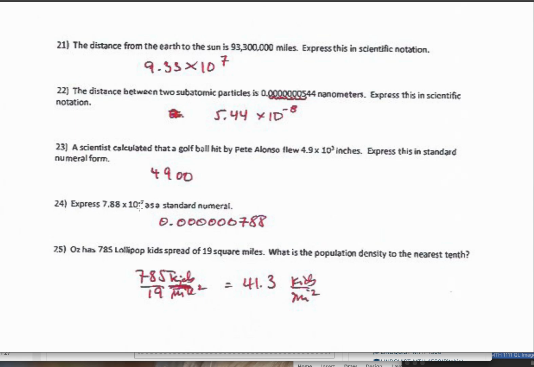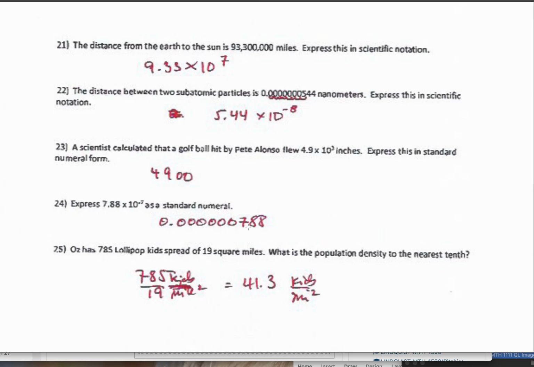Express that as a standard numeral. Since it's 7.88, I want to have 6 zeros in front of the 7, so I move it a total of 7 places because of that exponent of negative 7. The negative just means make it 0 point. So 6 zeros, 1, 2, 3, 4, 5, 6 zeros, a 7, there's where it is, and then the 0.88.